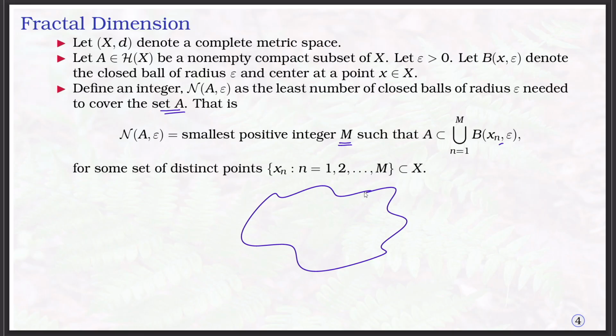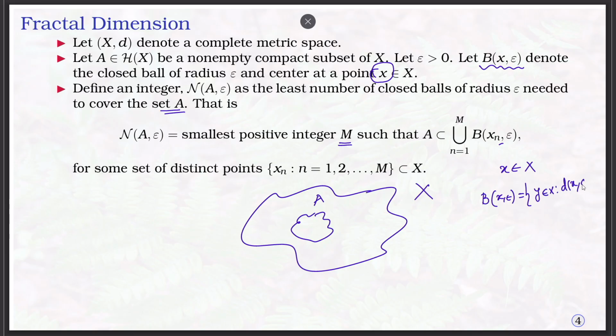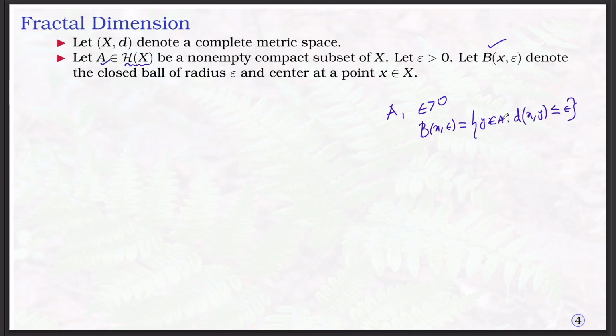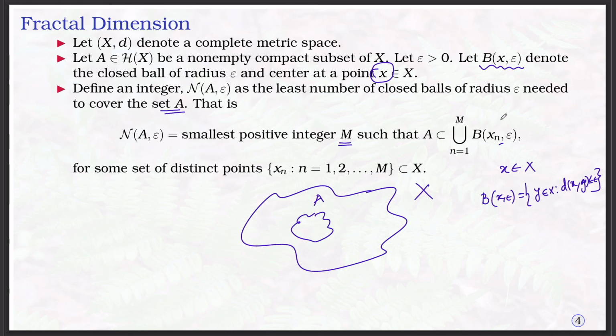Listen, this is our complete metric space X. Now, A is a non-empty compact subset of this complete metric space. This is my A. Now, we are taking the center in X, x belongs to X. The closed ball is defined, as we already defined. Once again I am writing here, B of x comma epsilon is the set of all y belonging to A, or in X, such that the distance between x and y must be less than or equal to epsilon. Previously I wrote it as A, but this need not be A, it can be X also. Now, the distance between x and y less than or equal to epsilon, this is the closed ball.